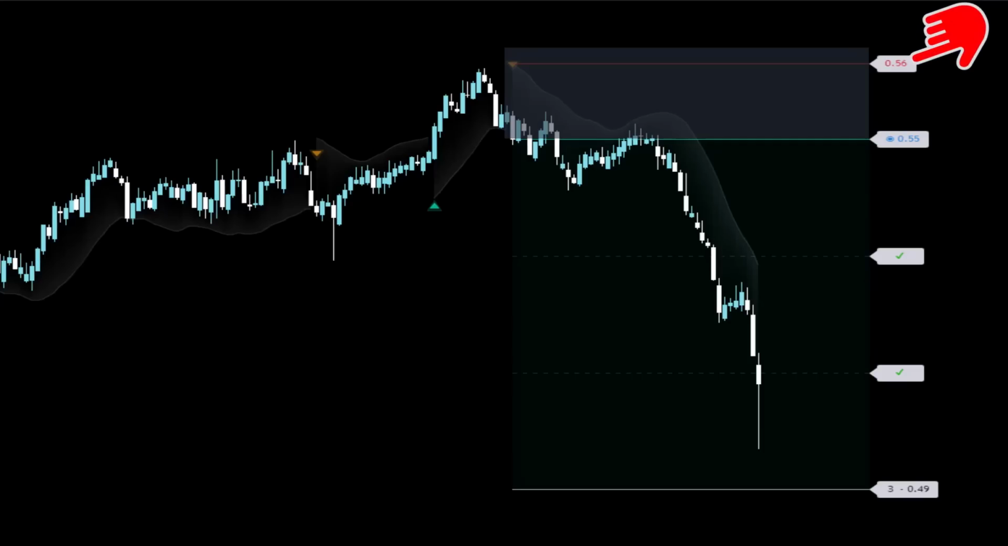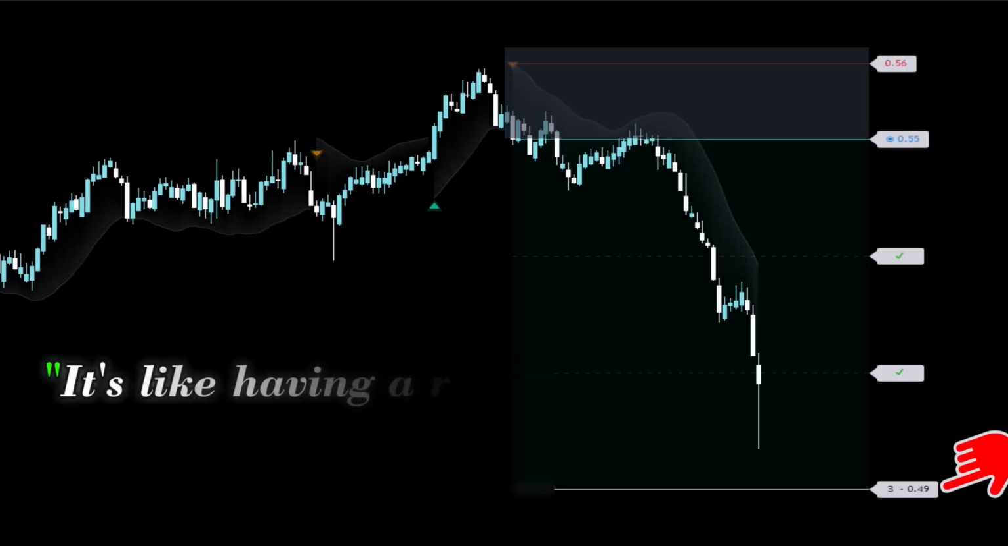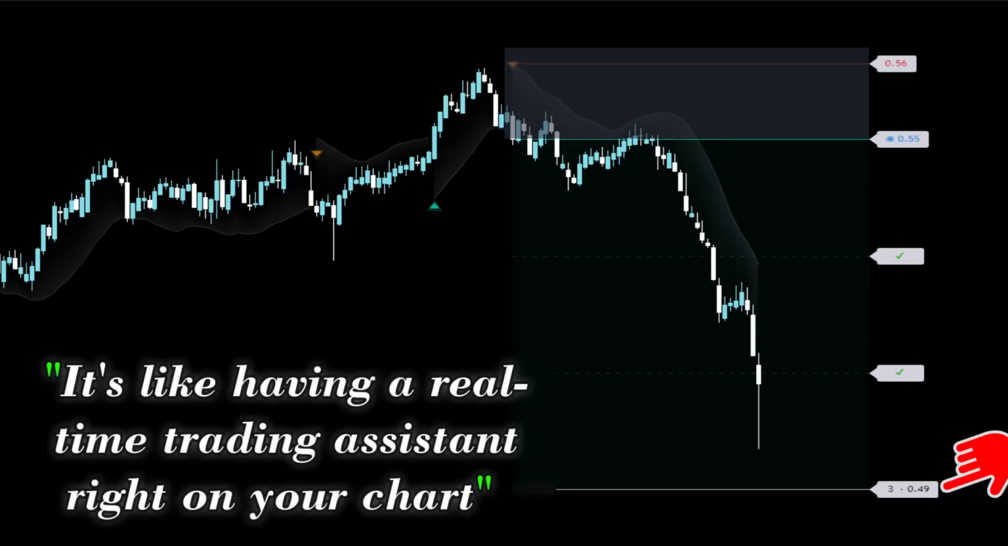What's even cooler? You can set 3 different target levels to lock in your profits according to your strategy, and as the price moves, the system adapts, keeping you in the game and always ready to make your next move. It's like having a real-time trading assistant right on your chart.